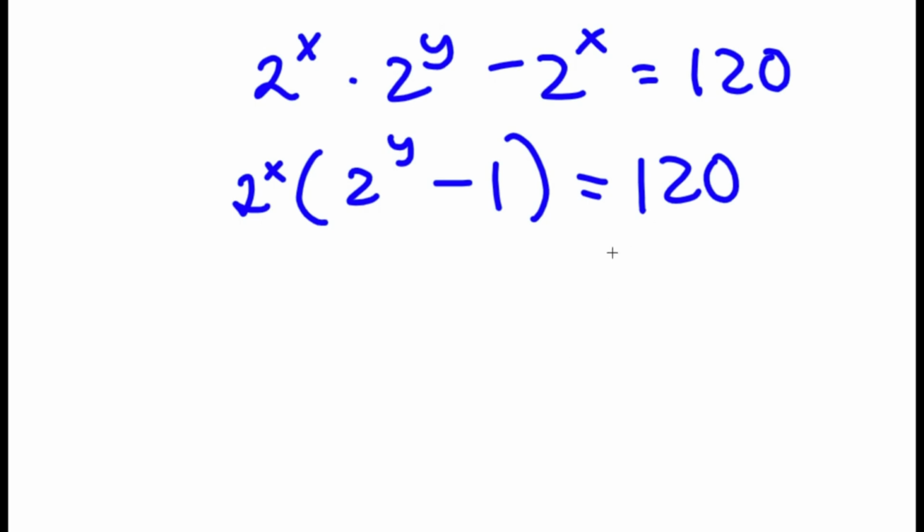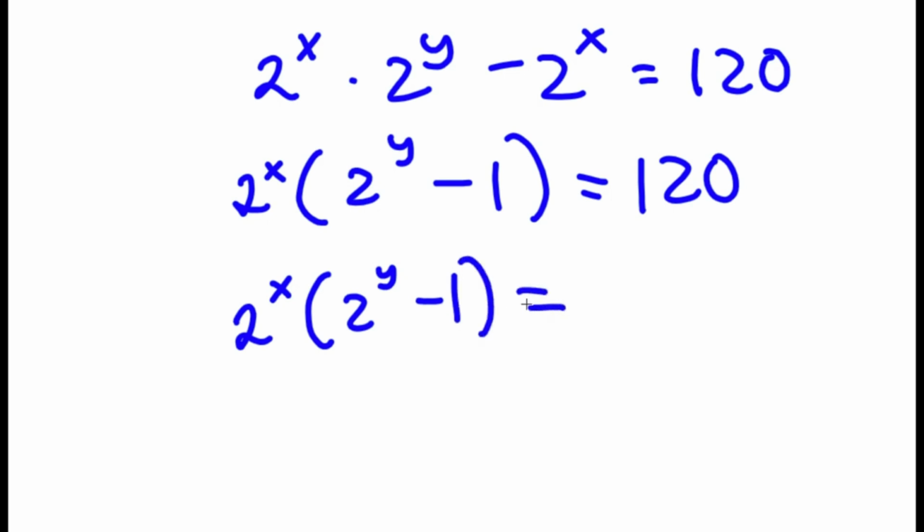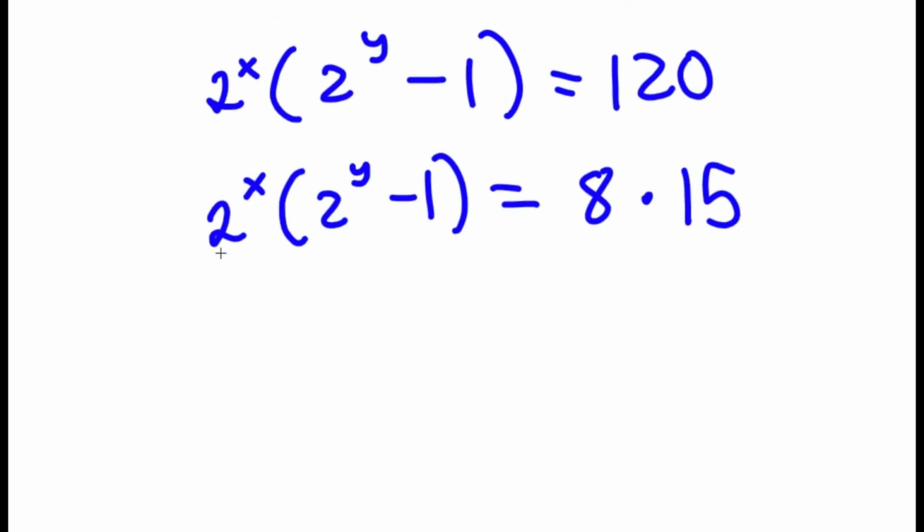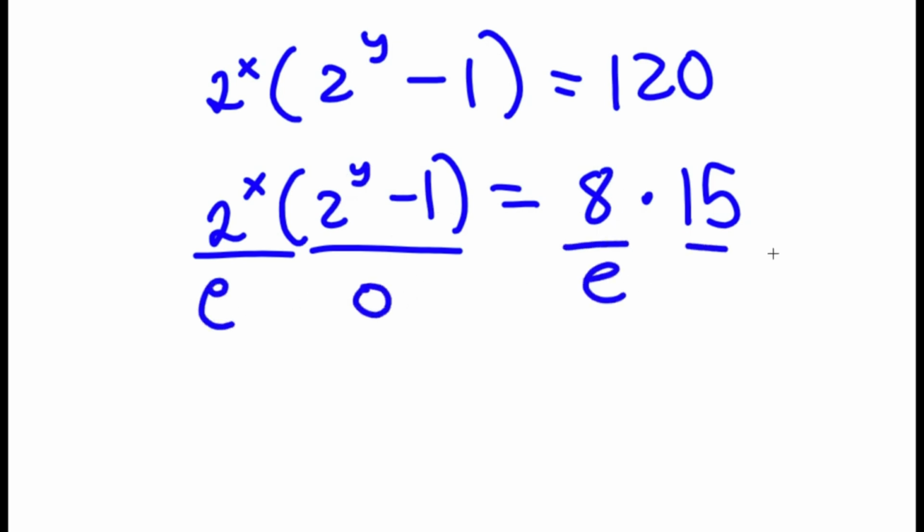Now, 120, this is the same thing as 8 times 15. And notice how 2 to the power of x is going to result in an even number because 2 to the power of any number is going to be even. And 2 to the power of y minus 1, well, 2 to the power of y is going to be an even number, and an even number minus 1 is an odd number. So this is even, this is odd. And notice how 8 is even, and 15 is odd.